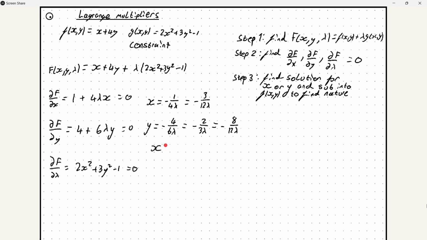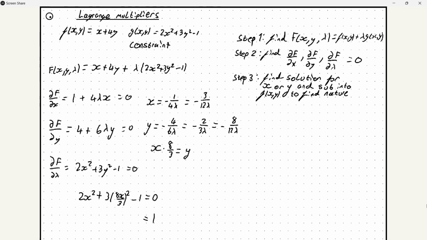So x times 8 over 3 equals y in this case. They both have minuses, so yeah, this would be one equation that we could use, and we can actually sub this one in to our last equation to get a value for x. So we've got 2x squared plus 3 times 8x over 3 all squared minus 1 equals 0.